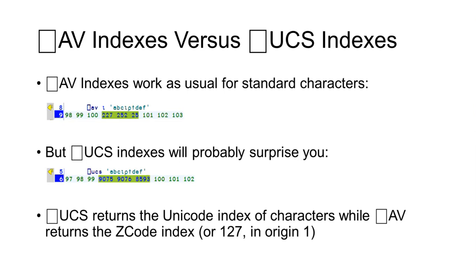They wouldn't be what you're expecting for the APL. But if you use the character positions that quad UCS returns, those are the standard UCS characters. So there are Unicode characters for iota, rho, and take in a standard position, and those are the positions that we're returning when we use quad UCS. So quad UCS returns Unicode indexes of characters, while quad AV returns the Z code indexes, or 127 in origin 1.